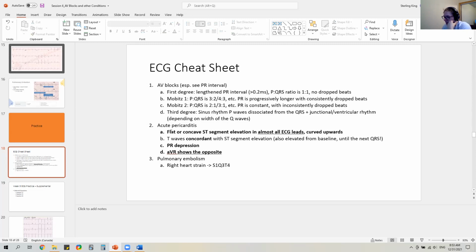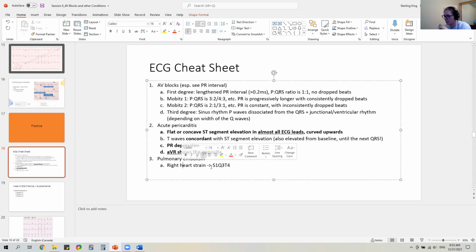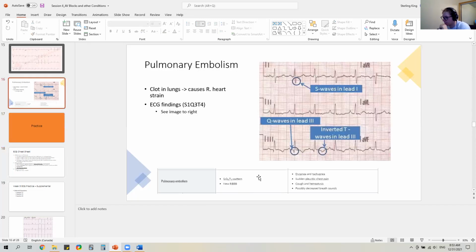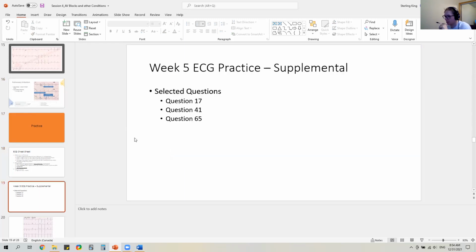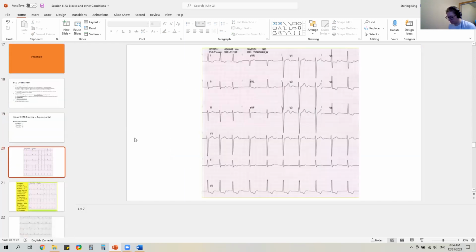Acute pericarditis, looking for that concave ST elevation, T wave across almost all the leads with aVR showing the opposite. Pulmonary embolism, which I don't have any examples on, just a spoiler there. S1, Q3, and I think that was actually T3, not T4. Yeah, that looks right. Okay. All right, so let's do some practice questions. So go ahead and challenge it for yourself. This is question 17, and then we'll do it here.